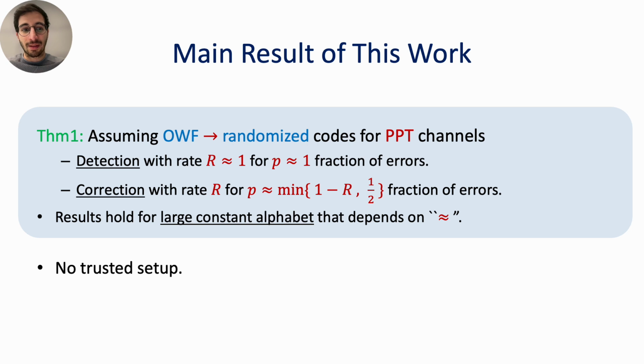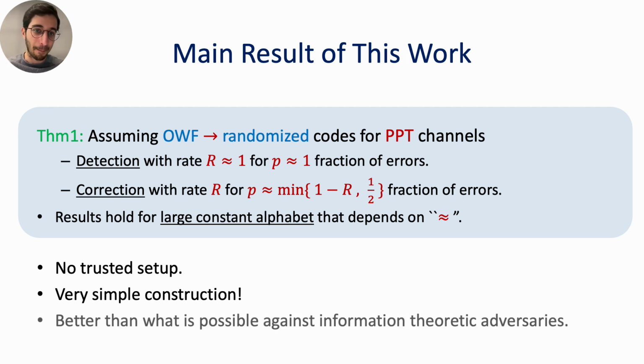So let me emphasize that there is no trusted setup here. So this result has no trusted setup. It's a very simple construction, and hopefully I'll be able to give a proof sketch for it. And as I stated a moment ago, this is strictly better than what's possible information theoretically. Obviously this is true for the detection, where we can get rate 1 and detect almost 1 errors. But this is also true for the correction.